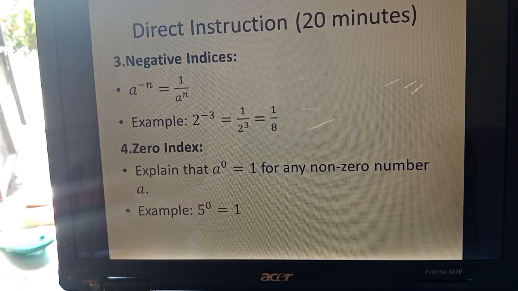So a raised to 0 equals 1 for any non-zero number a. As long as a is not equal to 0, you cannot have 0 raised to 0, because 0 raised to 0 in mathematics is undefined. It is something you cannot do. We give an example there: 5 raised to 0 is equal to 1. Any other number, apart from a negative number, if you raise it to 0, the value is always 1. And this one will be proved.